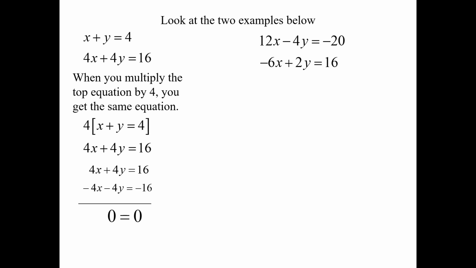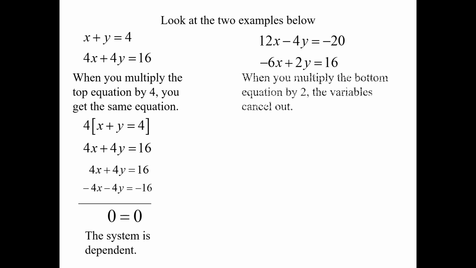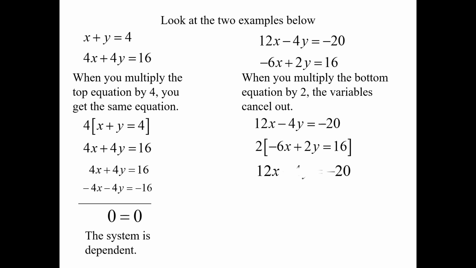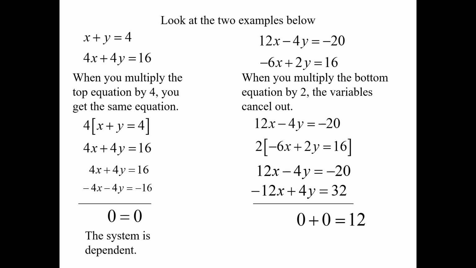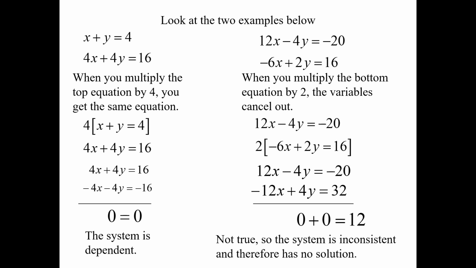Over here is the other case. We got 12x minus 4y is -20. Negative 6x plus 2y is 16. So I am going to multiply the second equation by 2. When I do that, all the variables disappear. But all the constants didn't. I'm just left with 12. So 0 equals 12 is an absurdity.